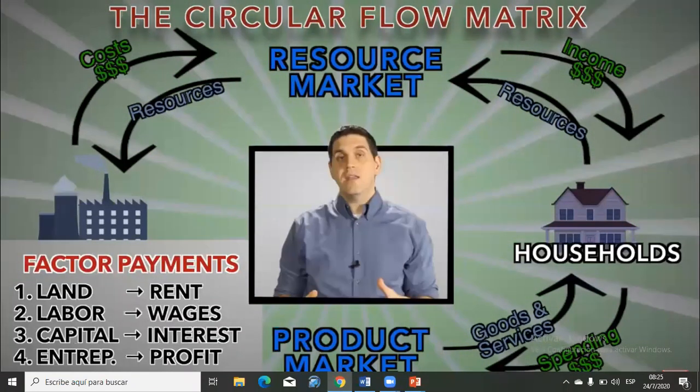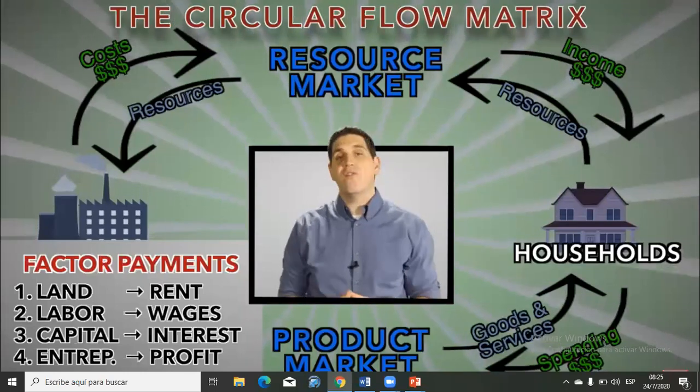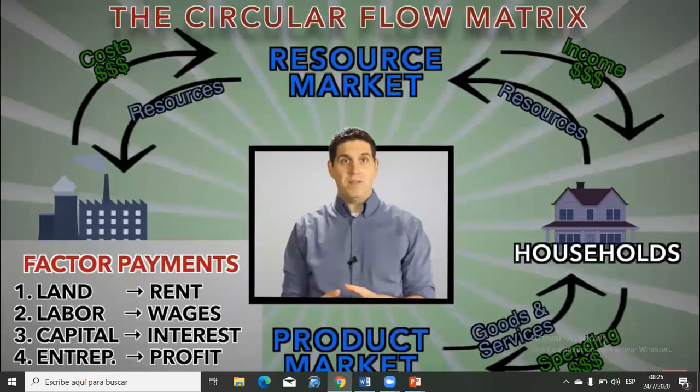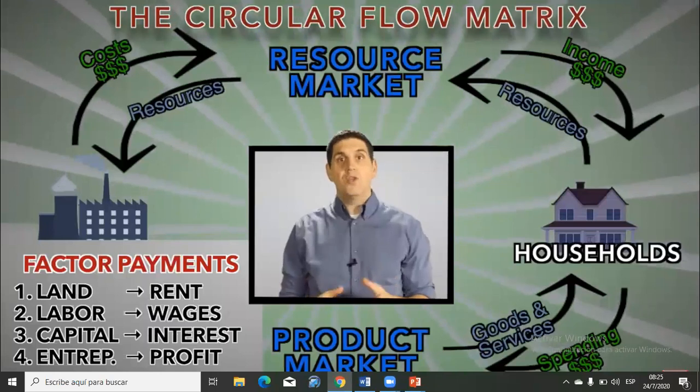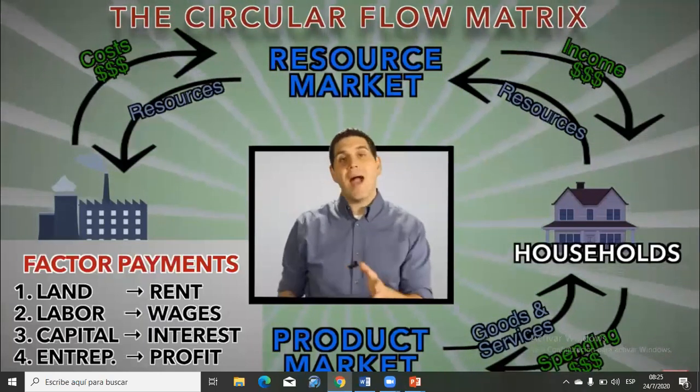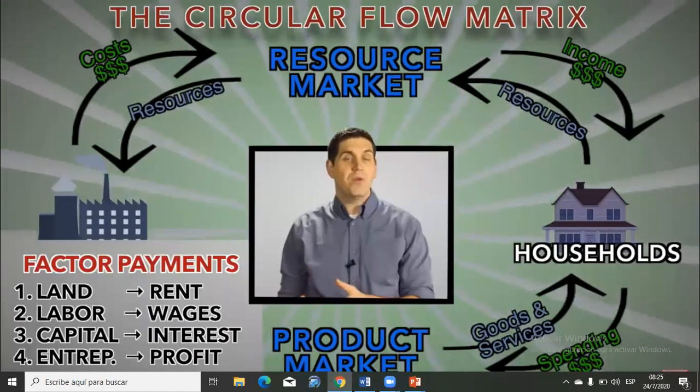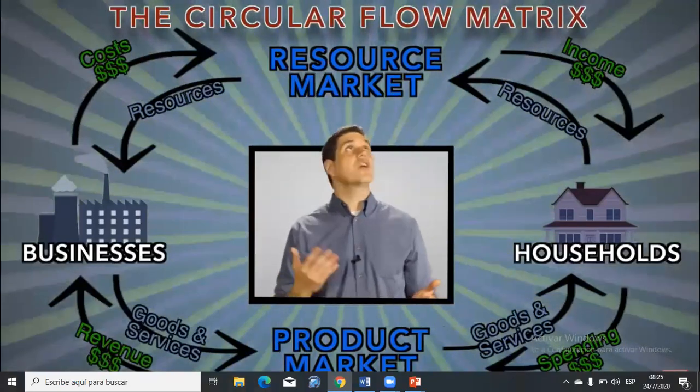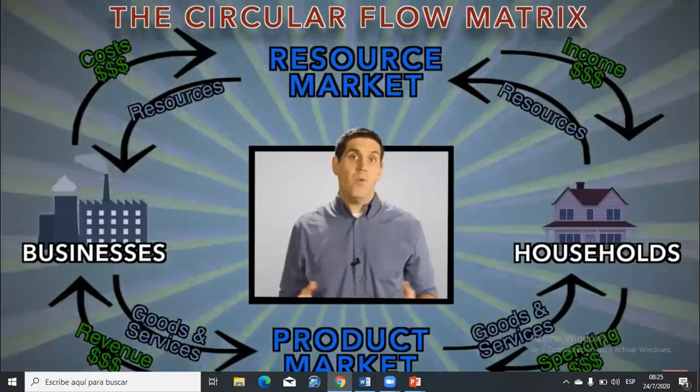Economists break down income into 4 different types that go along with each of the 4 factors of production. They're called factor payments. When you sell land, you earn rent. When you sell labor, you earn wages. For capital, you get interest, and for entrepreneurship, you get profit. So this is it, the circular flow matrix that shows how a market economy works.